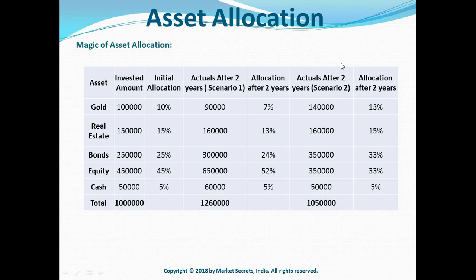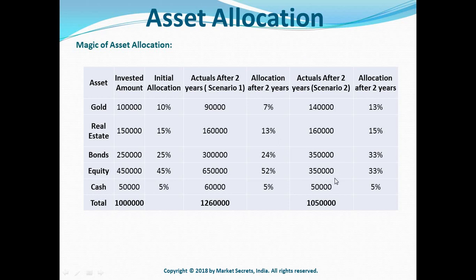After 2 years, instead of a peak in the market, there is a crash in the market, and your asset allocation now looks like this. So now the 1 lakh that you have invested in gold is now worth 1.4 lakhs, and 1.5 lakhs invested in real estate is now worth 1.6 lakhs, and 2.5 lakhs that you have invested in bonds is now worth 3.5 lakhs, and 4.5 lakhs that you have invested in equities has now turned to 3.5 lakhs, and you are still holding the 50,000 rupees in cash.